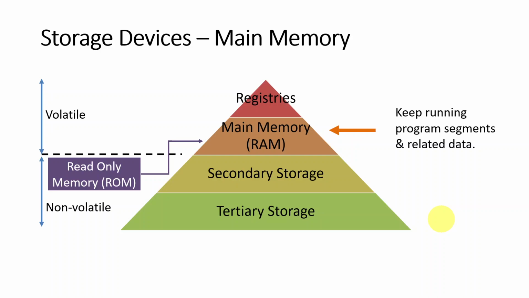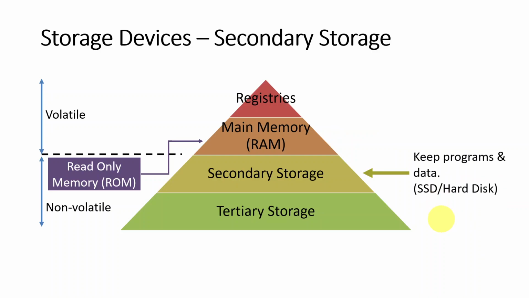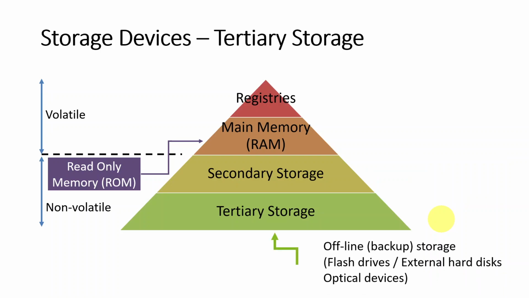So all the other devices access data from the memory. Then we have the secondary storage, which keeps the programs and the data permanently. So SSDs and hard disks. Finally, we have the tertiary storage, that is the backup storage, like your pen drives, CDs, DVDs, etc.